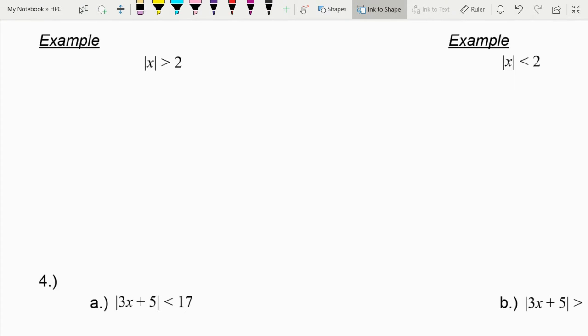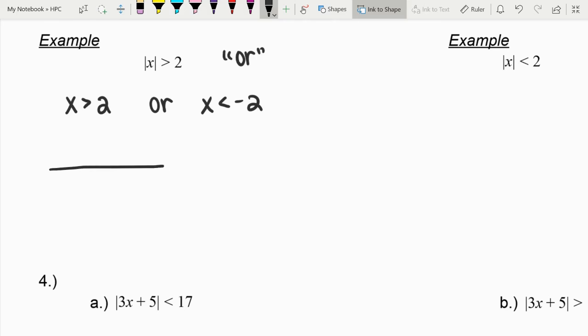Okay, so looking at these first two examples, we are going to solve them, graph them, and write them in interval notation. So I have the absolute value of x is greater than 2. So this is an or problem. So I can drop my absolute value sign, and I have x is greater than +2, or x is less than -2. So remember, we always have to flip our sign and then we make it negative.